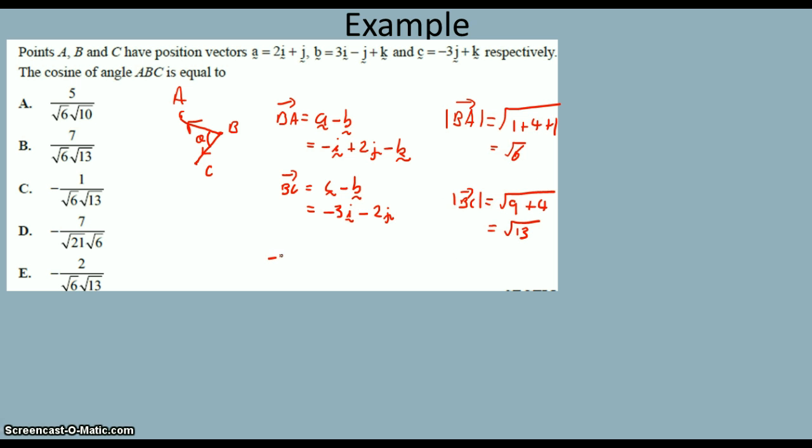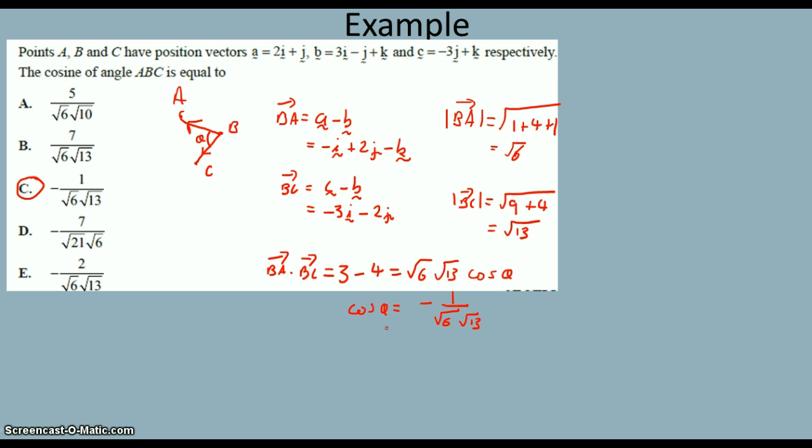So applying the dot product now, we have vector BA dot vector BC is equal to, multiplying the i components together, we get 3, j components we get minus 4, and the k components we get 0. And we know that that's also equal to the magnitude of the two vectors multiplied together, which is square root of 6 times the square root of 13, multiplied by the cos of the angle in between, which is cos theta. So rearranging this, we get cos theta is equal to minus 1 over square root of 6 times the square root of 13, and so the answer to the question is C.